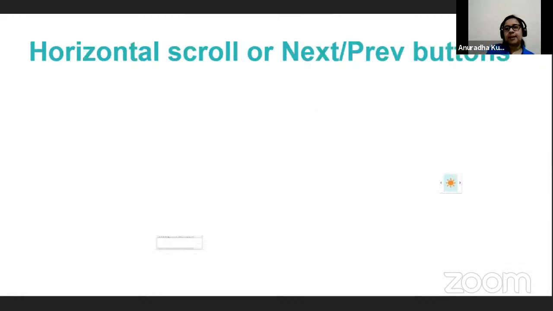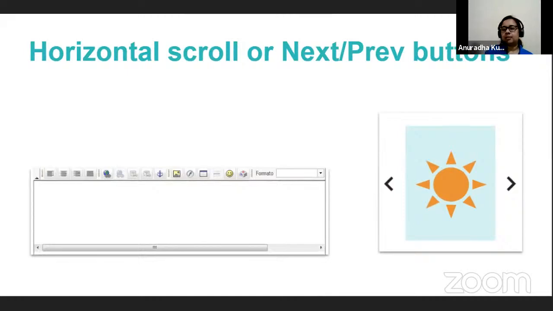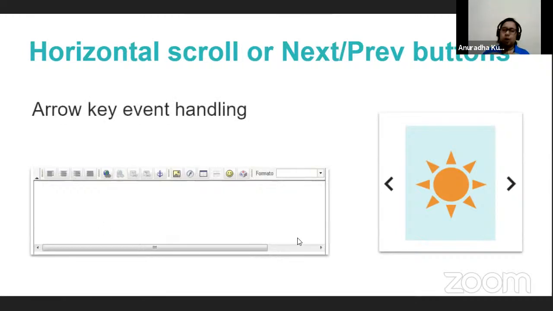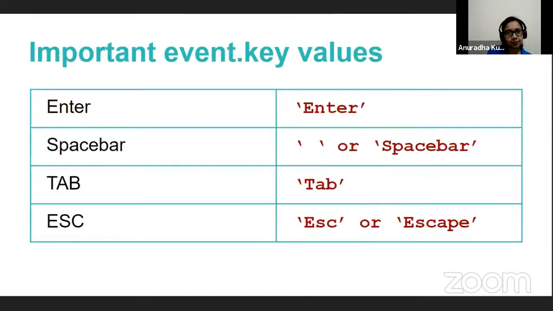Then there are some components like carousels, or a horizontal scroll over some content. These also should be accessible through the keyboard. How do we make them accessible through the keyboard? We can attach event handlers to the arrow keys: up, down, left and right. We can attach event handlers to those so that these are accessible to keyboard users as well.